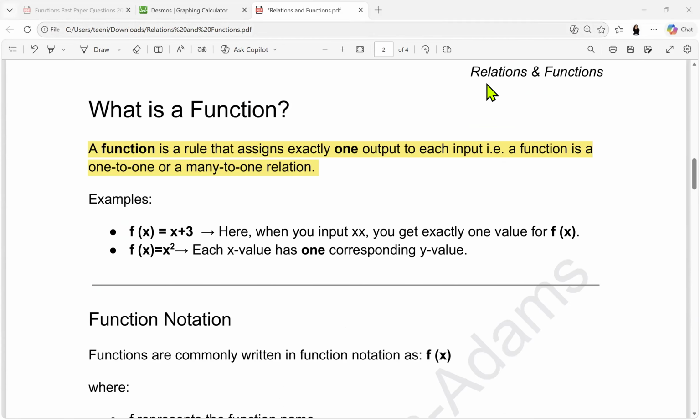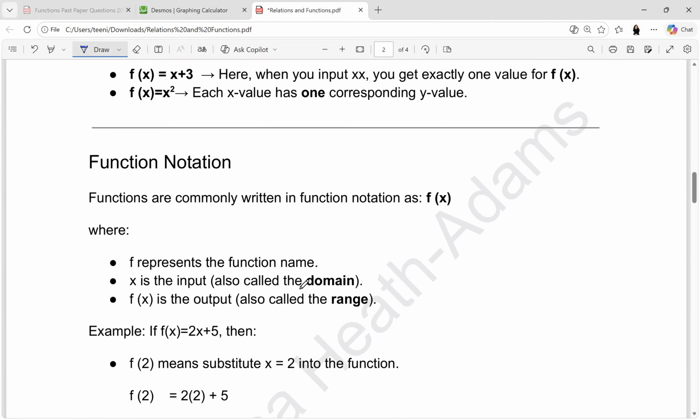A function, as we discussed, is a 1 to 1 or a many to one relation. A function assigns exactly one output to each input, right? So you have many to many, 1 to many, 1 to 1, or many to one. The ones that map to just one and only one output will be considered functions, right? So let's look at function notation.